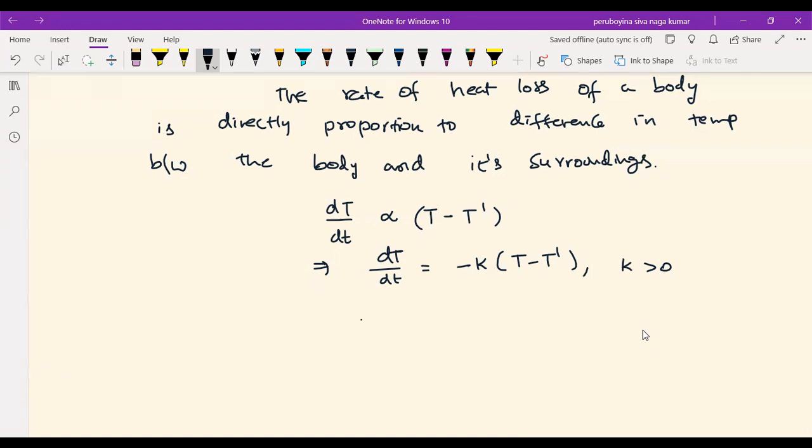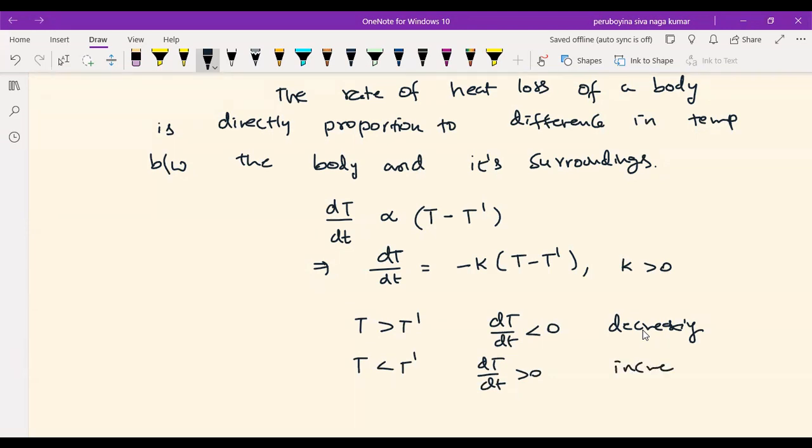If T is greater than T dash, then automatically dT by dt will be negative. It means the temperature of the body is decreasing. If T is less than T dash, that means dT by dt will be positive. That means the body temperature is increasing.